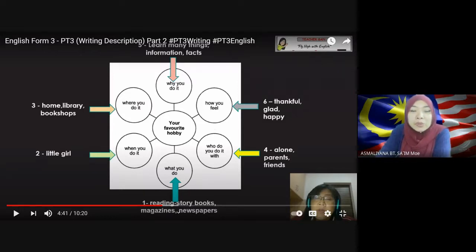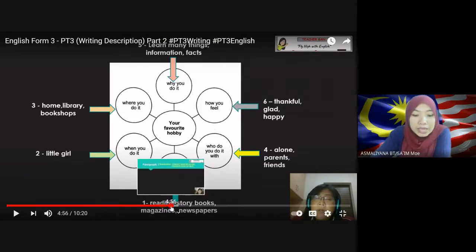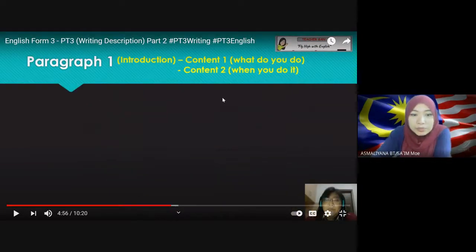Okay, so you give examples of the butterflies that you have read. Okay, ini adalah planning. You dalam buku you tulis contoh-contoh apa plan you nak tulis. Okay, the content, the main content. And then after that, baru you buat introduction. Introduction ni dia letak content 1, what do you do, dengan content 2, when do you do it.